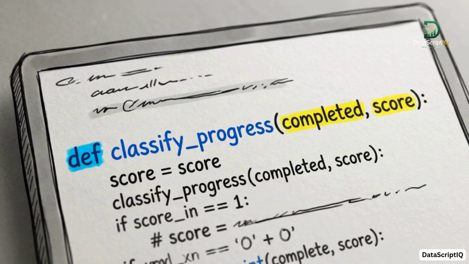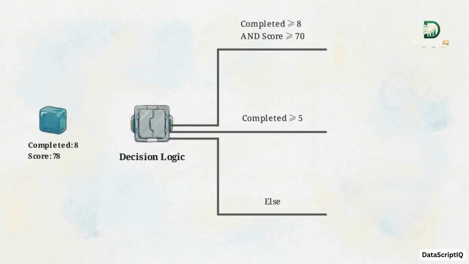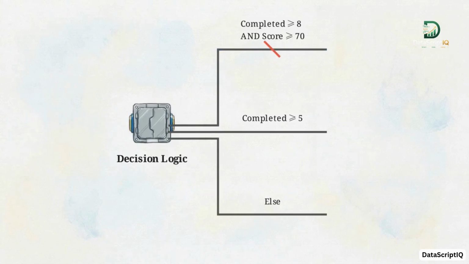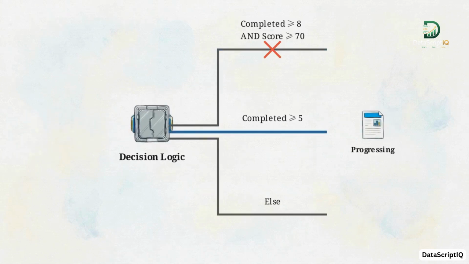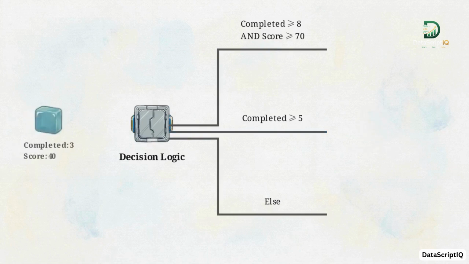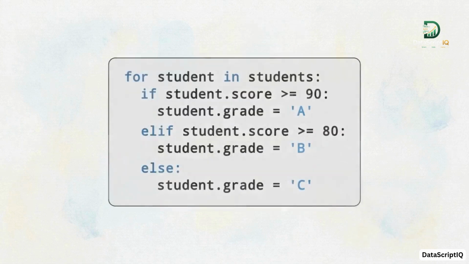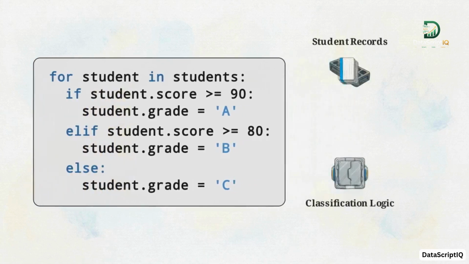We will write a function that evaluates a student's progress based on the numbers we just entered. The first rule checks 2 conditions. If a student has completed at least 8 lessons and scored 70 or more, they are classified as on track. If they don't meet that rule but have finished at least 5 lessons, they are progressing. All other students will be marked as support recommended. Pay close attention to the empty space before these rules. Python uses indentation to define which instructions belong inside the function.